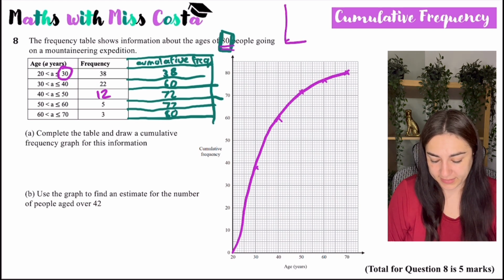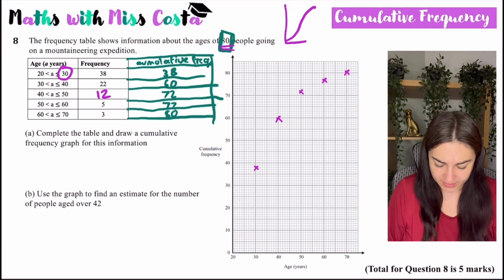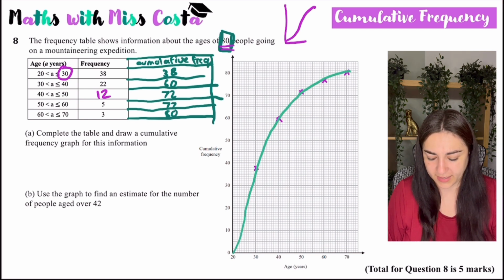Normally a cumulative frequency graph would look more like that, but you just plot what you're given, and actually that doesn't look that great, so let's just try it again. So there we go, that's more like it.